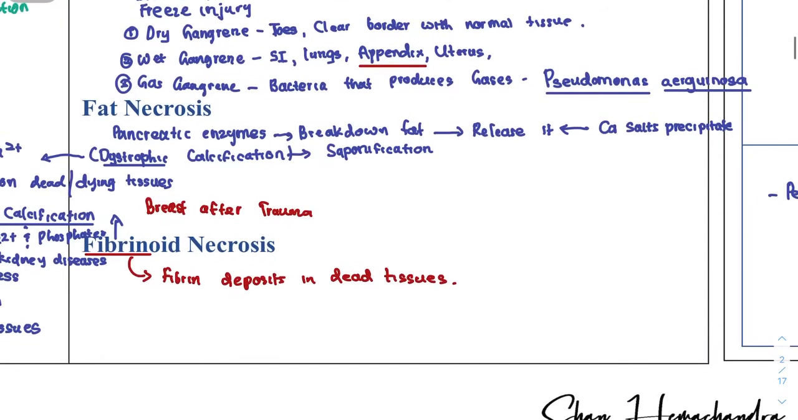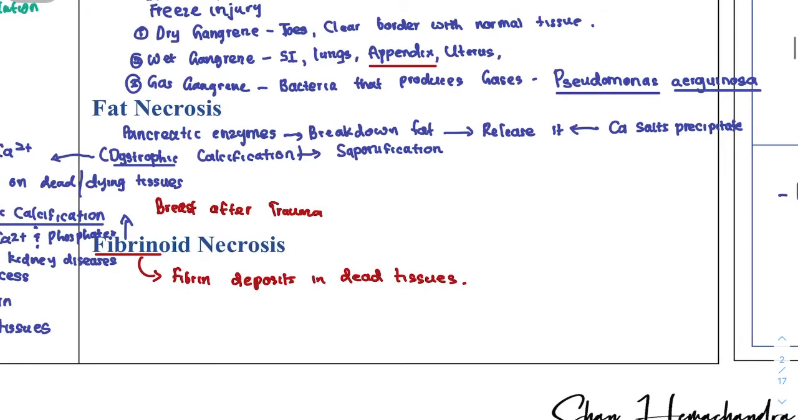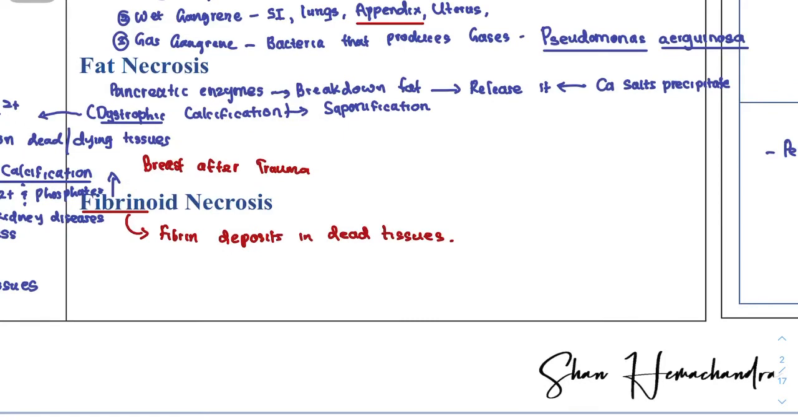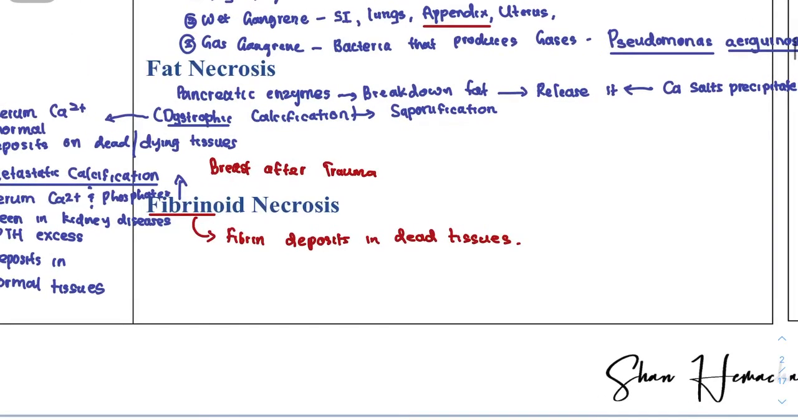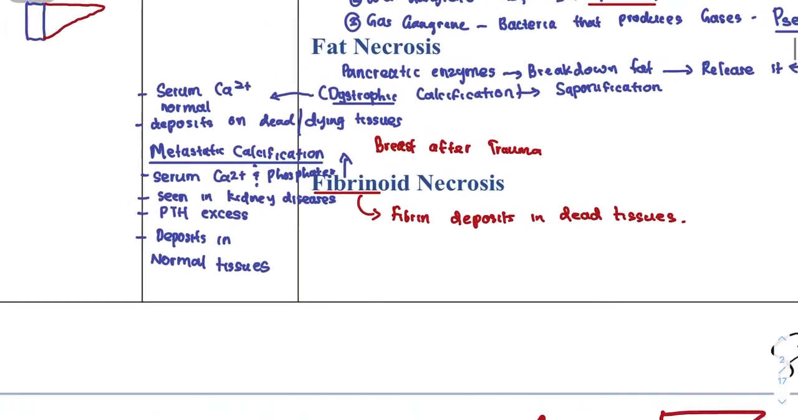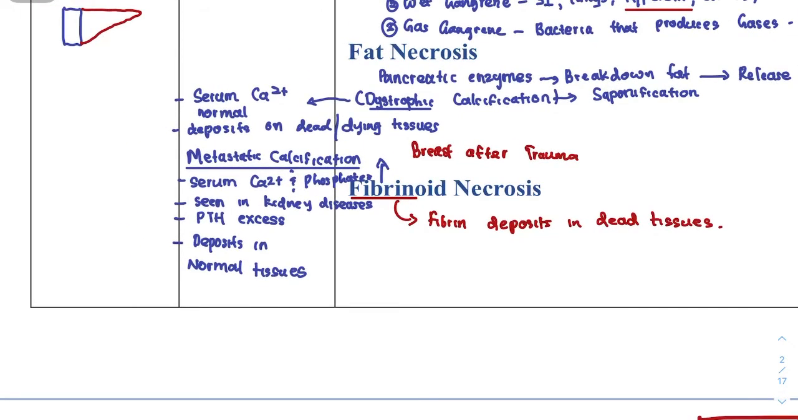Next type is fat necrosis. So going back to the pancreatic enzymes, pancreatic enzymes will break down fat, release it into blood, and the calcium salts will come and precipitate on this. So circulating calcium will come and deposit, and this process is called saponification, which you will learn under atherosclerosis. Now this type of precipitation is called dystrophic calcification, where the serum, the blood calcium levels are normal, and the calcium deposits on dead or dying tissue.